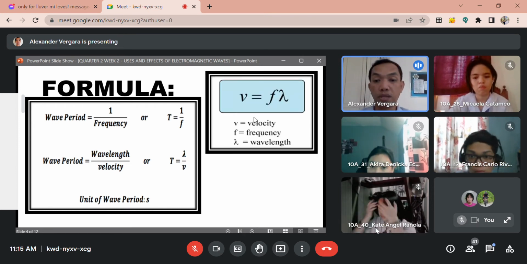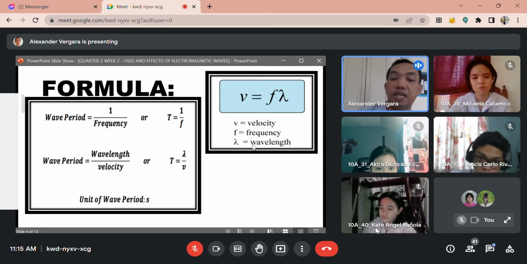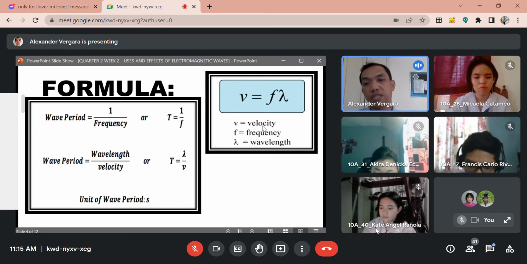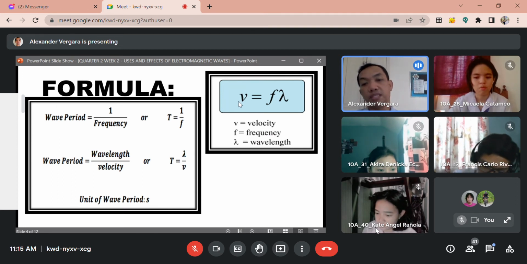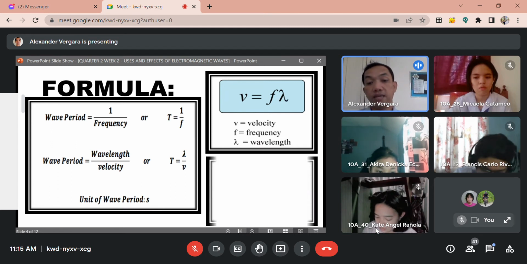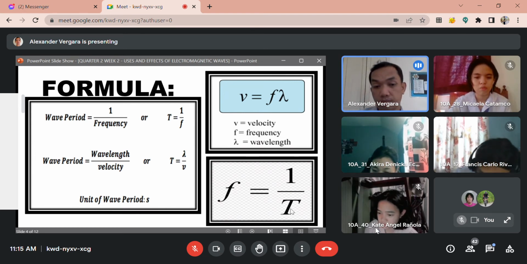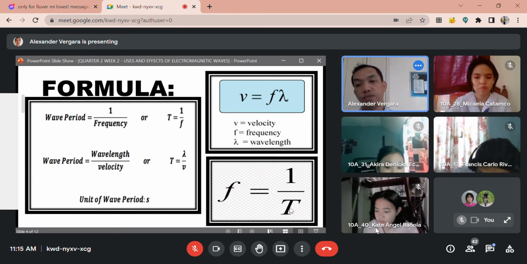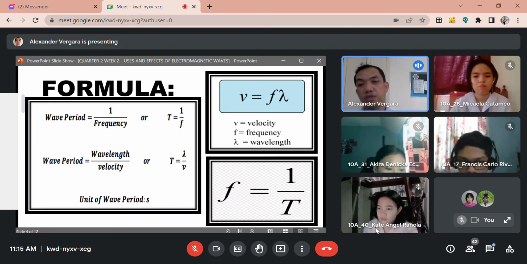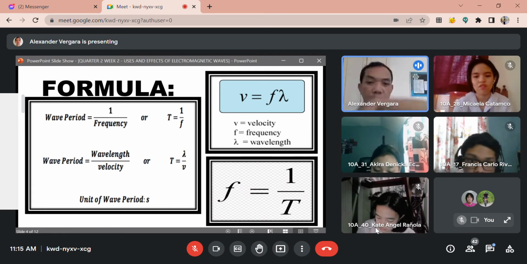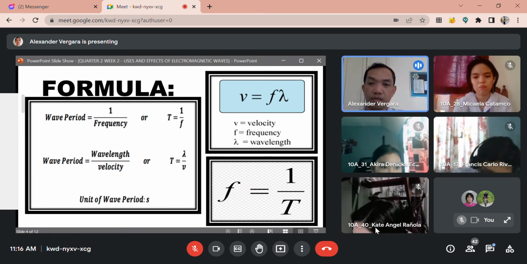What about the unit for the velocity? If you're talking about light or a wave, it's the same formula. V is equivalent to frequency times the wavelength. Frequency can also be 1 over T, where T is the wave period. So that's the formula. Take screenshots because we will do an activity about this. We're going to solve some problems. I hope you have your calculator with you.